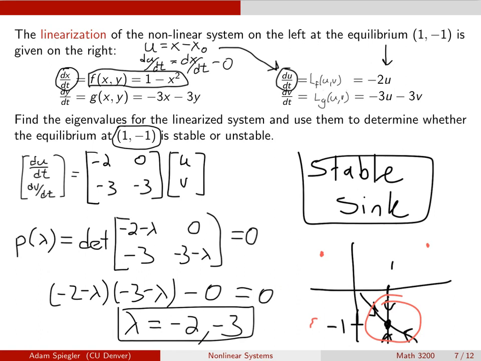But when we're talking about stability, we're really just talking about if we start off really close to the equilibrium, are we going to stay close to that equilibrium? And here we can see that yes, we're not only going to stay close to the equilibrium, as time goes on, we're going to get closer and closer and closer and head back towards that equilibrium. So (1, -1) is definitely a stable equilibrium.